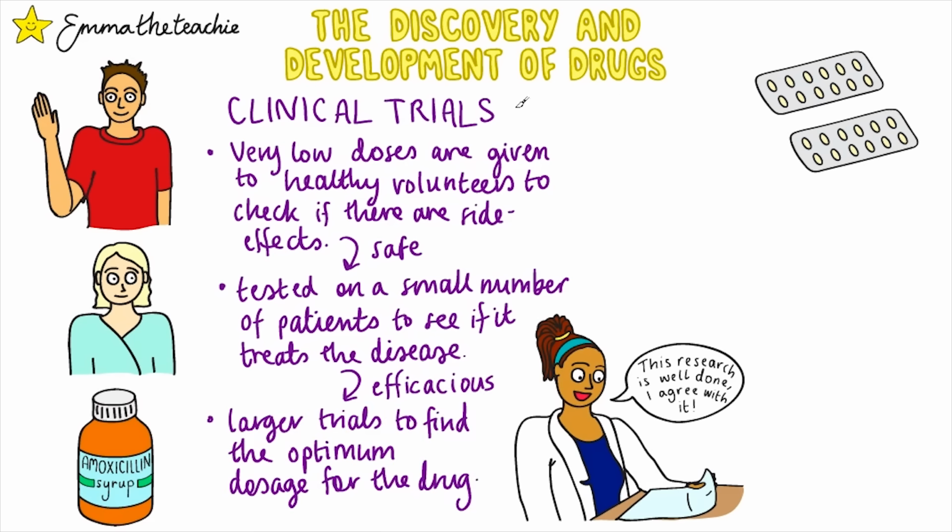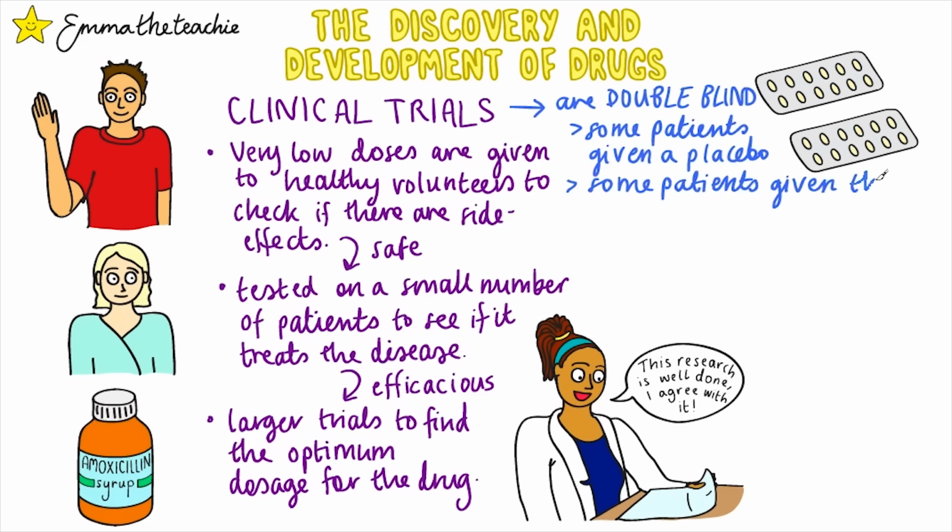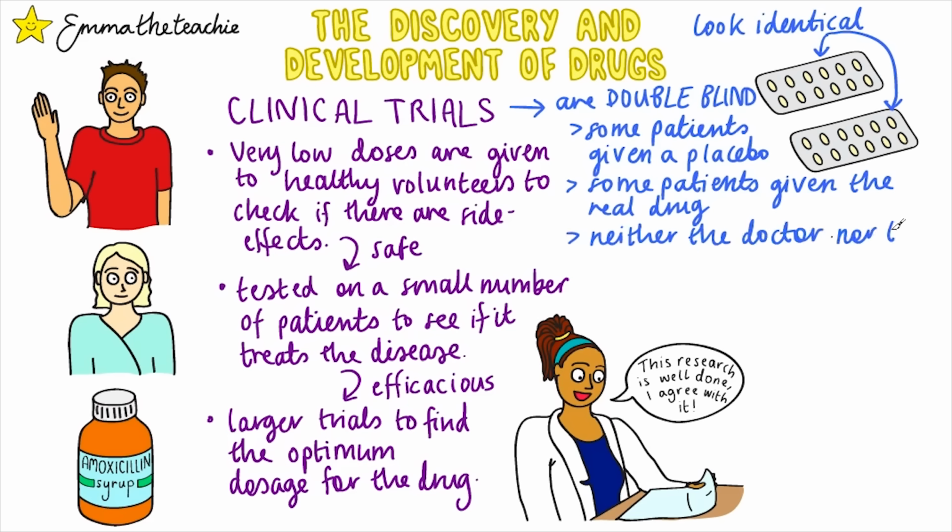Clinical trials are double-blind trials. This means that some patients are given a placebo, while other patients are given the real drug. The placebo and the real drug look identical, and they're delivered in the same way, i.e. both as pills or both as injections. Neither the doctor nor the patient know what they've been given. This is what makes it a double-blind trial. Only the researcher knows, and this is done to check if the drug really works or if any improvements in health are just due to the placebo effect.